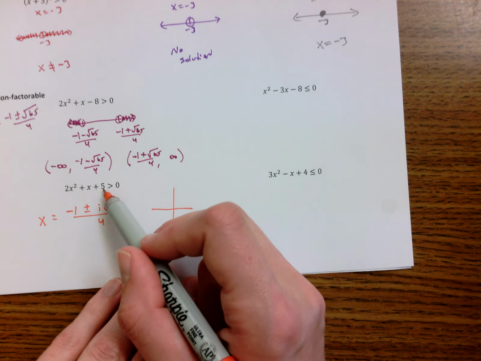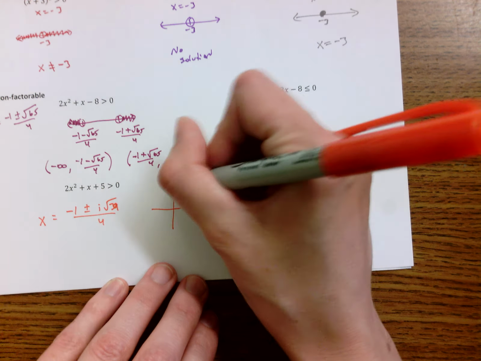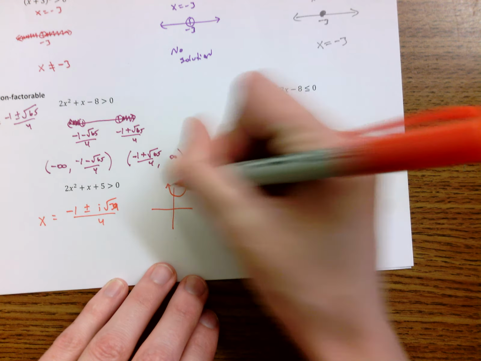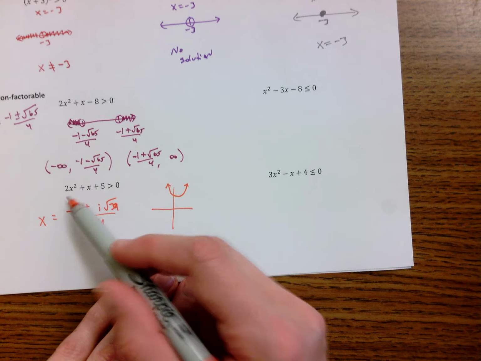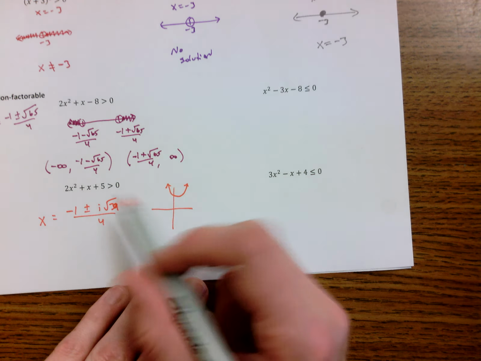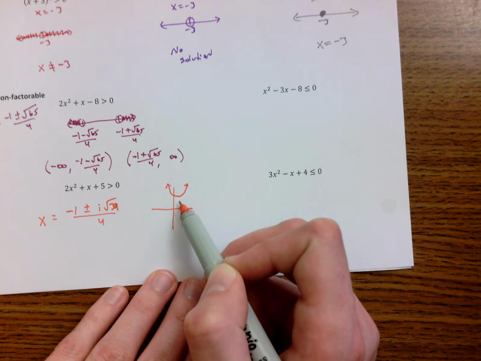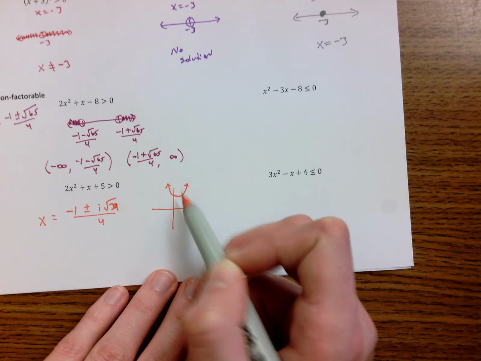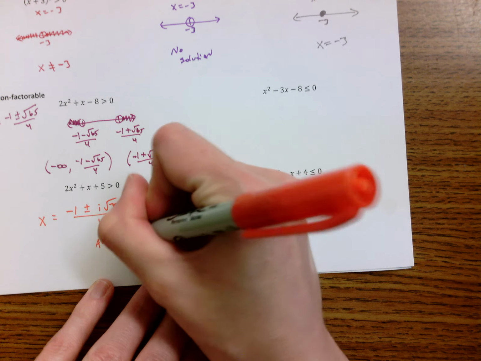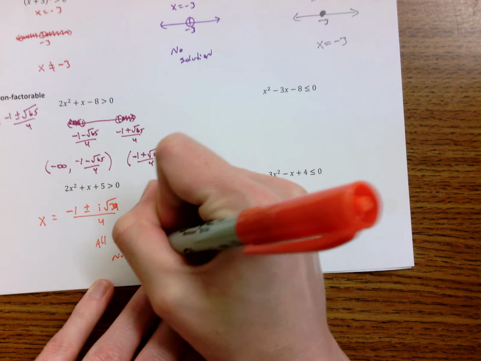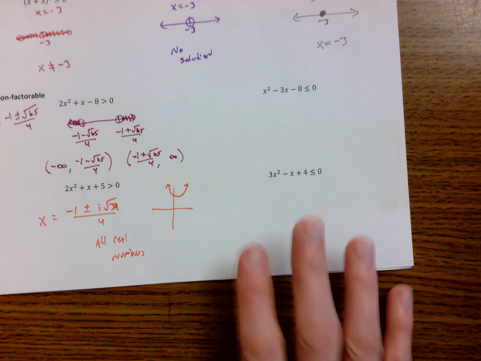I know the y-intercept is +5, and I know that it opens up, so this graph is going to look something like this. I can just tell that based on the equation and what we know about a values and y-intercepts. So I'm looking for where it is greater than 0. Well, where's this one greater than 0? Always. So this one is going to be all real numbers. I can just look at my graph and figure that out from there.